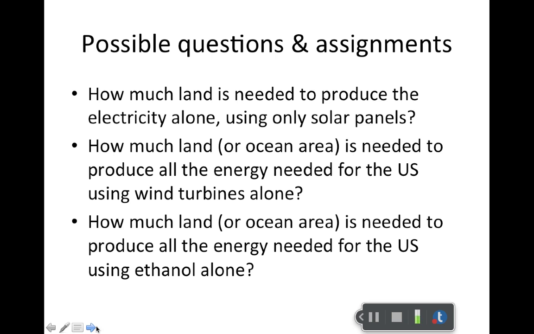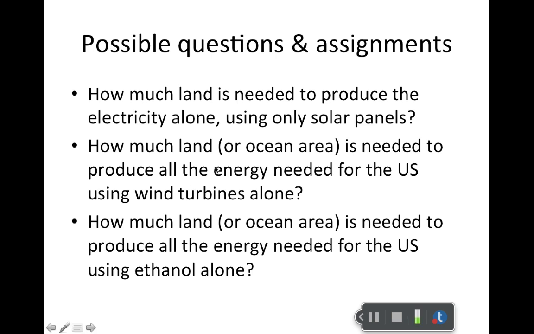In fact, what they calculate is how much land is needed to produce electricity alone. If you look in that paper, they also do a similar calculation. They come up with a smaller land area. That's because they are looking at electricity alone. They are not looking at heating and cooling and transportation and all of that.